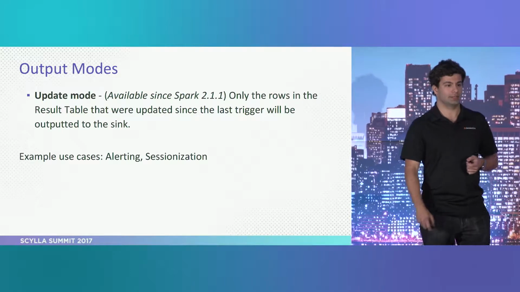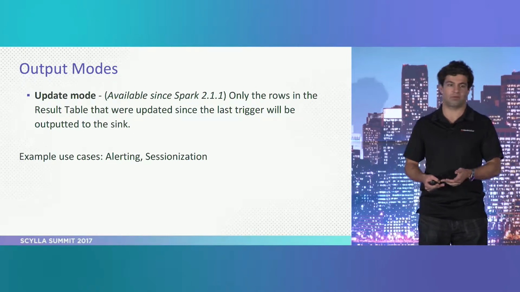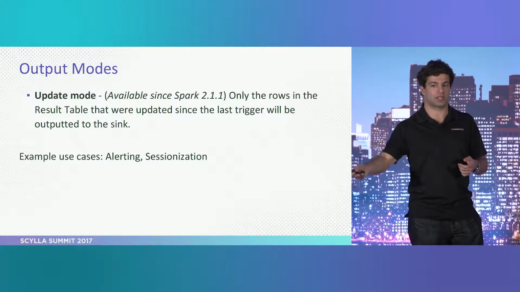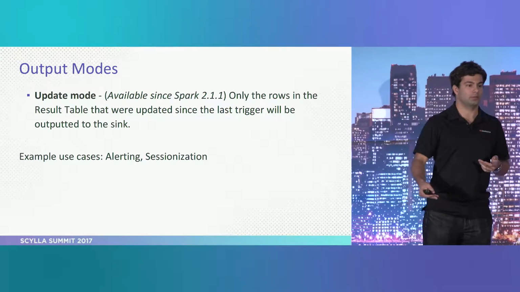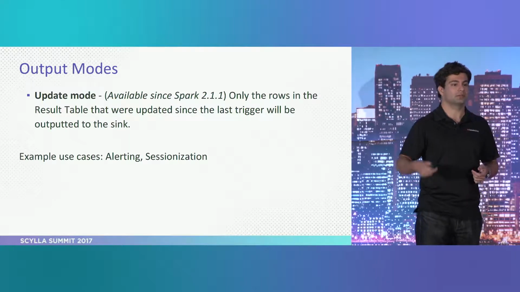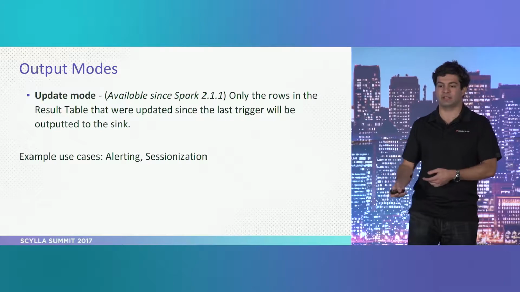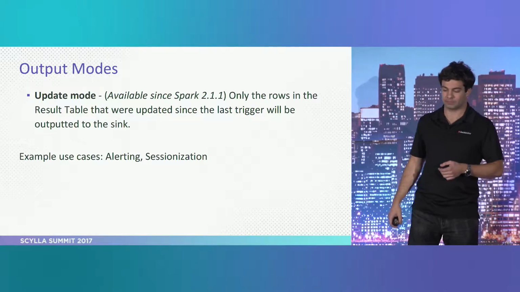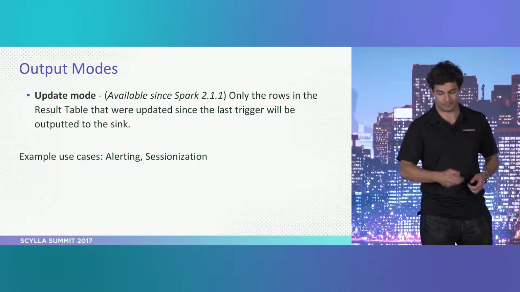Update mode is, I assume you'll all be familiar with this. You have a primary key, your results change, you update the result for that primary key every trigger. It's basically an append mode kind of style where you can output partial results as you go along, because the sink knows that, okay, I need to change the value for this primary key. And you can use this for alerting or sessionization use cases.